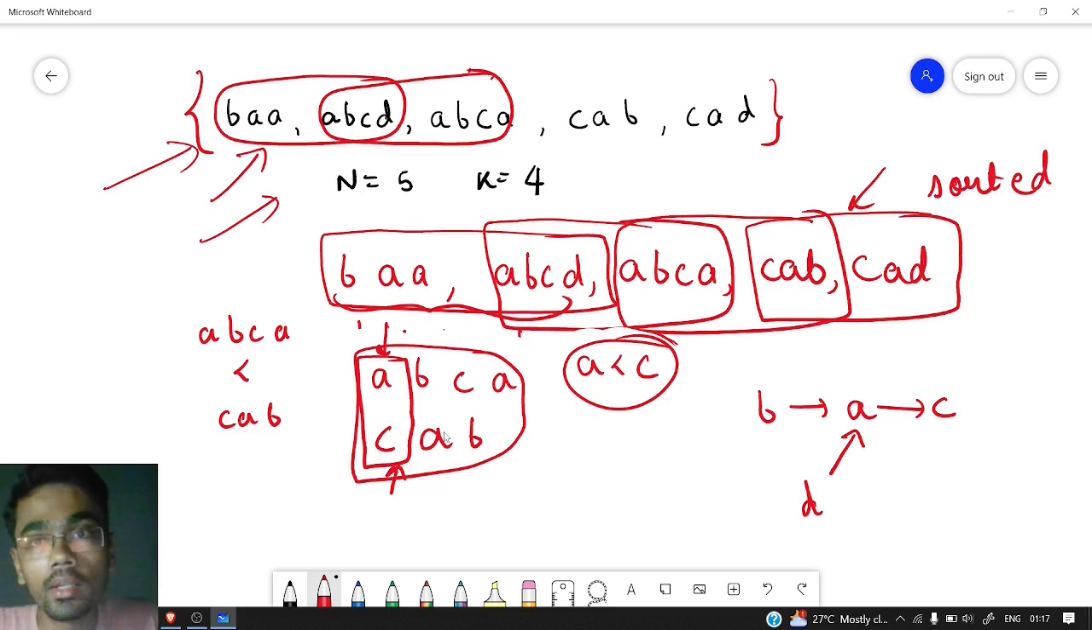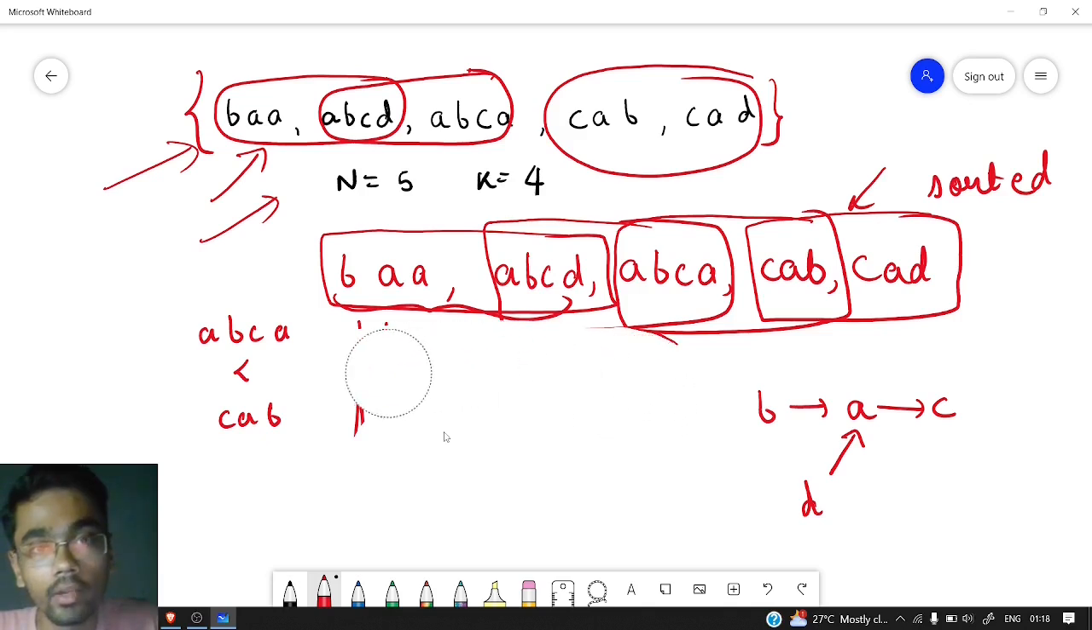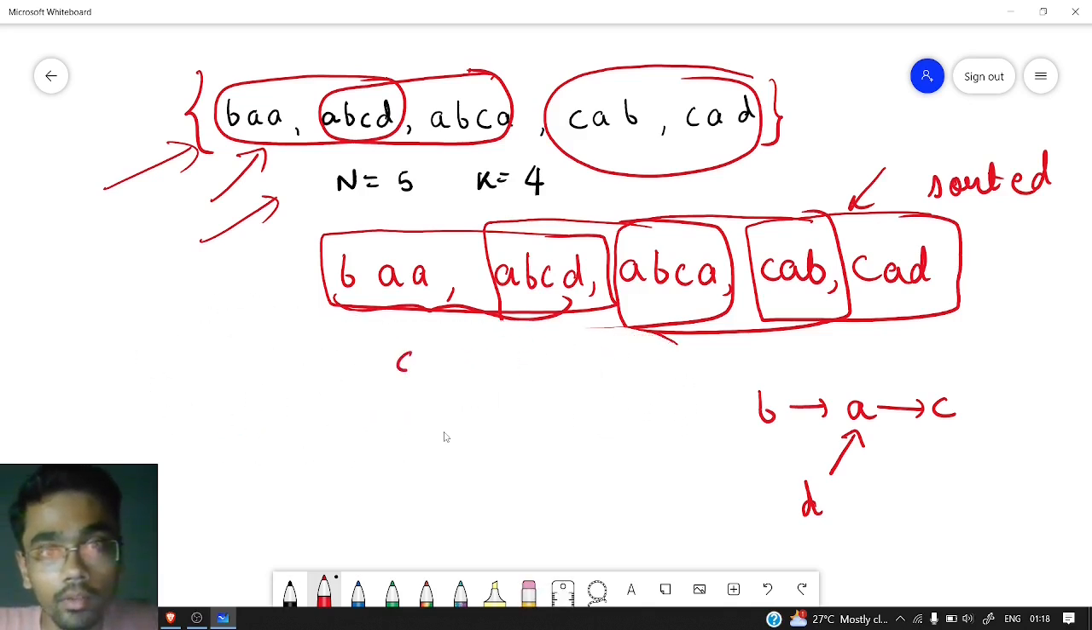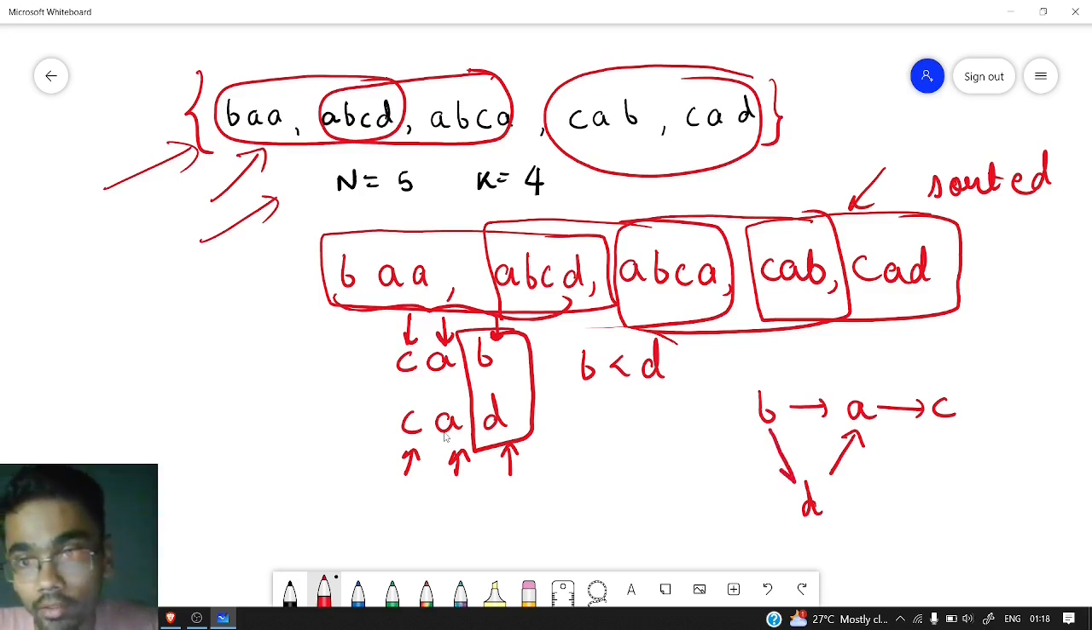Let us move on to the last two words for our comparison, CAB and CAD. Let us do the comparison. C and C are the same, so this can't be the point of difference. Again A and A can't be the point of difference. Then we come across B and D. B and D are different characters, so this is the point of difference, and B should be coming before D in our alien dictionary. So B should be pointing to D.